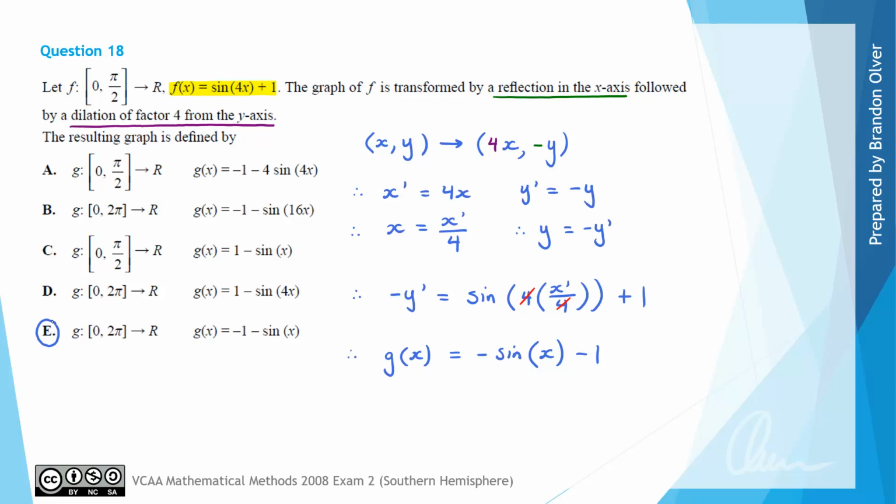One thing I will point out here is that because of the dilation by a factor of 4 from the y-axis, our domain, which started out being 0 to pi on 2, does actually become 0 to 2 pi. And we'll explore that a little bit more on the next slide.